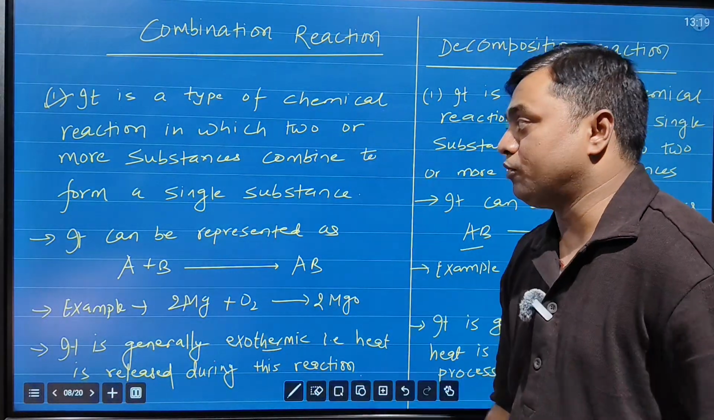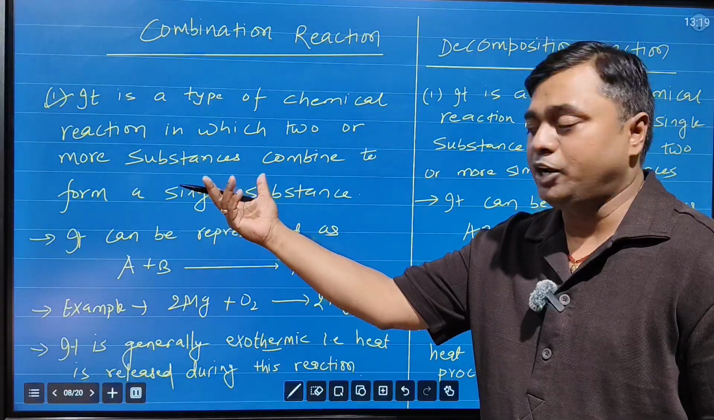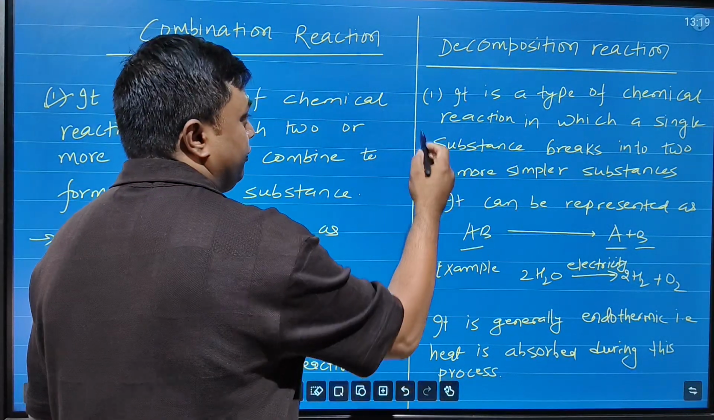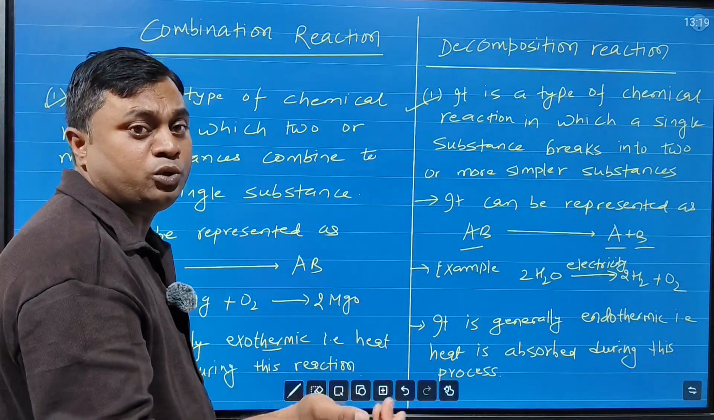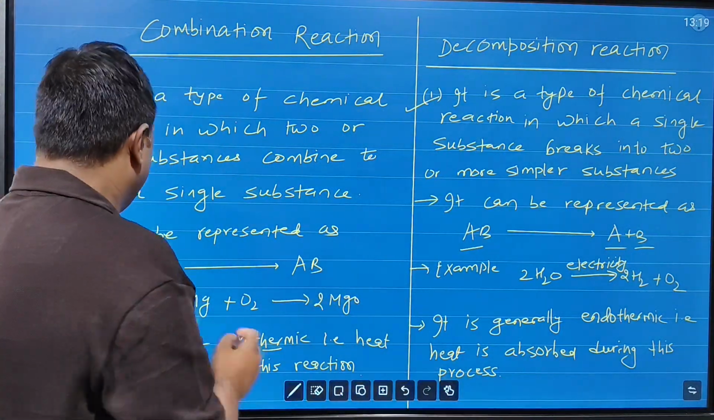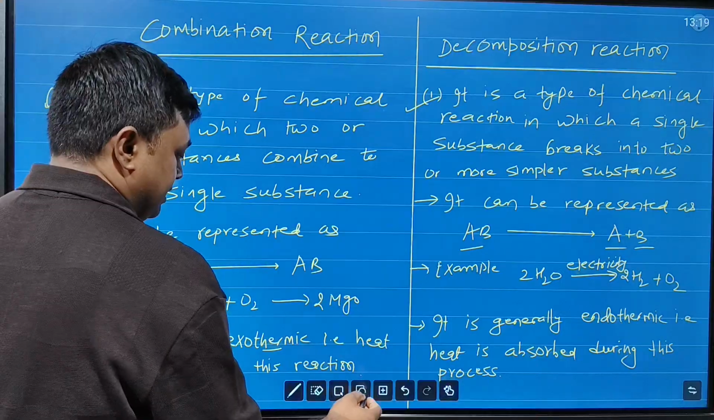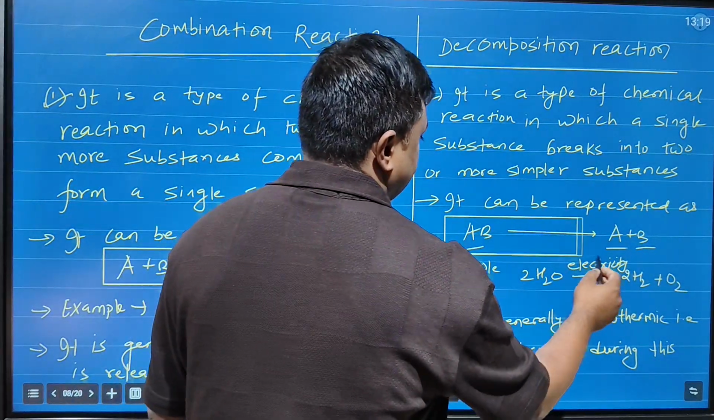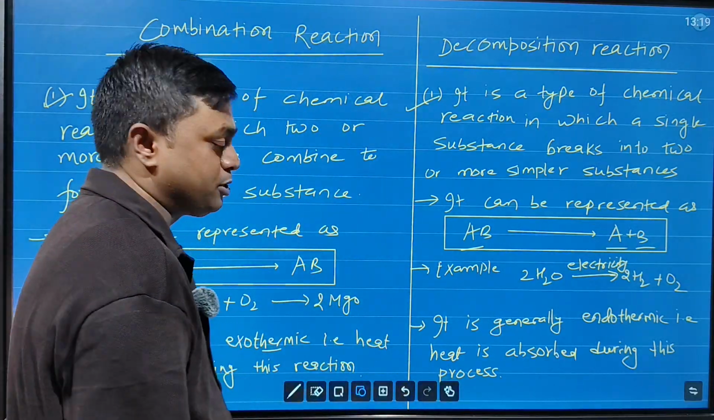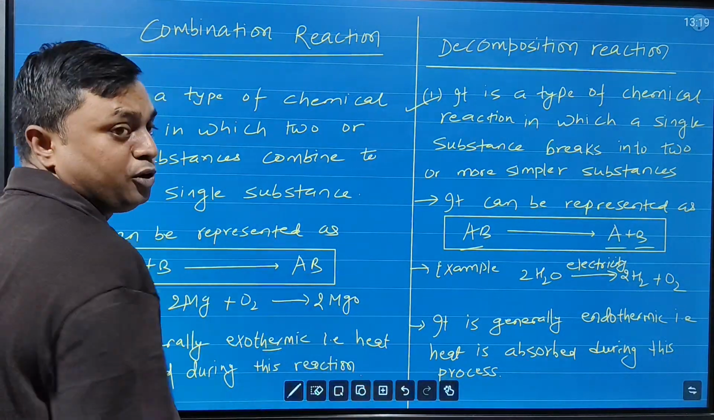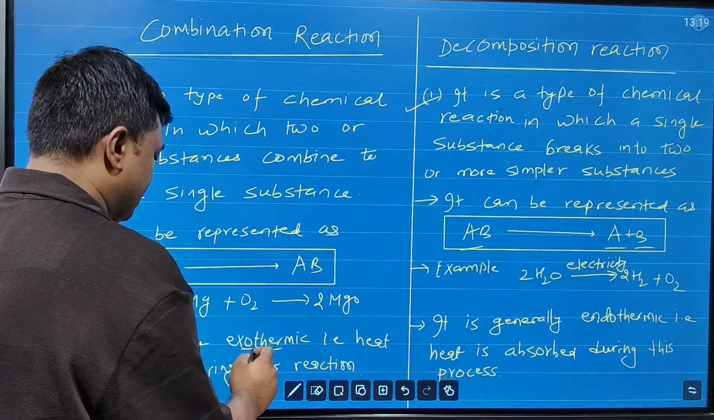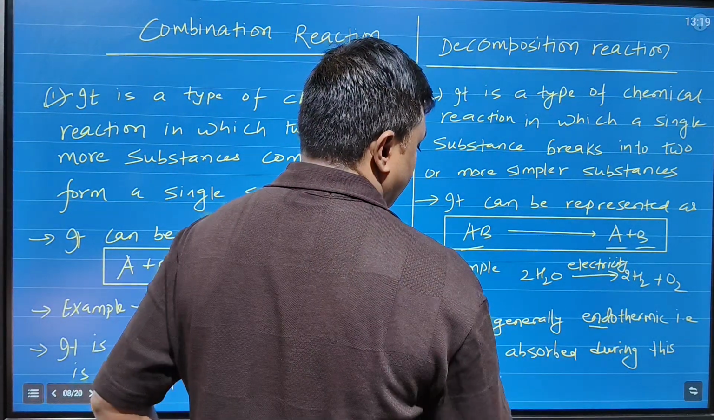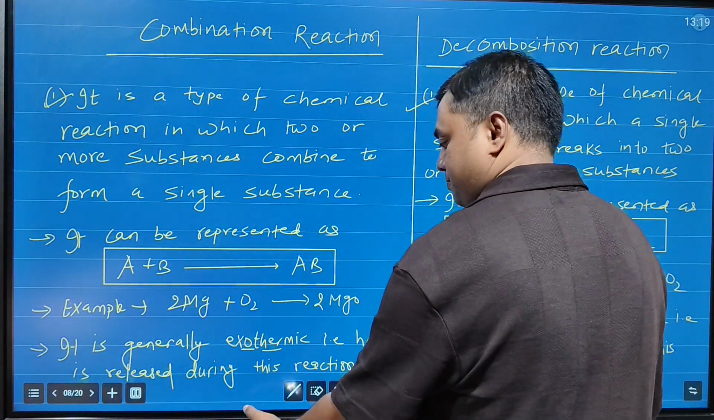You can write: combination is a type of reaction in which two or more substances combine to form a single substance. Here, the opposite: decomposition is a type of reaction in which a single substance breaks down into two or more simpler substances. Combination is represented as A plus B gives AB. Here it is represented as AB gives A plus B. One example you can write. And generally combination reactions are exothermic, whereas decomposition reactions are endothermic.